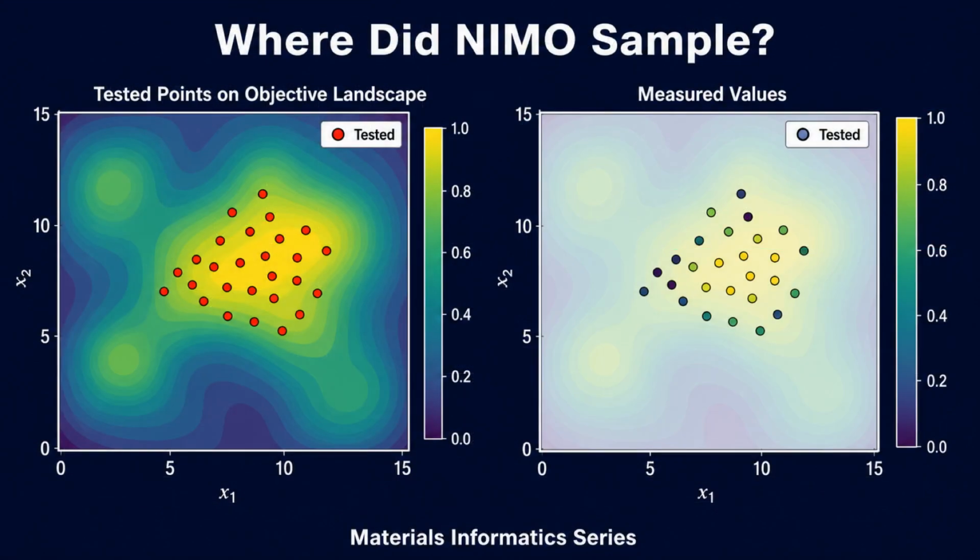Visualization is crucial for understanding your optimization. We create 2 main plots. The first shows all tested points overlaid on the true objective function landscape. This reveals whether NIMO is sampling in the right regions. The second plot shows the measured values at each tested point, colored by their objective value. This helps you see where good solutions were found. Notice how NIMO tends to cluster samples around promising regions rather than sampling uniformly. This intelligent sampling is what makes Bayesian optimization so efficient.